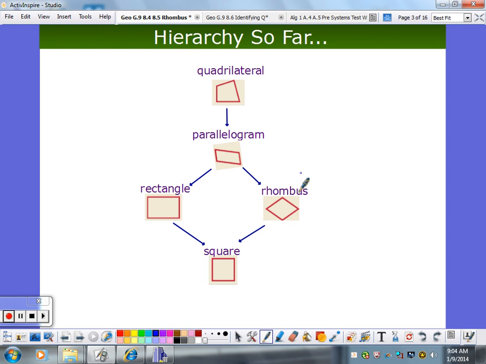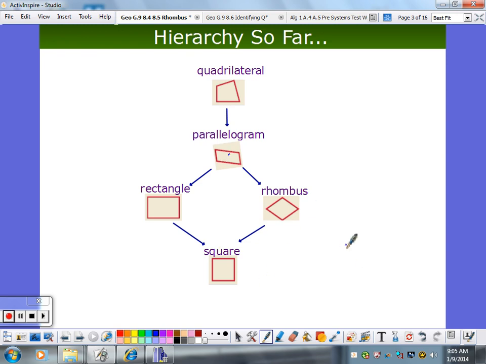So here's kind of a hierarchy if you want to look at it that way. If you start with a quadrilateral and you say something is a parallelogram, it's kind of like you can look up and it's going to be true. A parallelogram is a quadrilateral. A rectangle is a type of parallelogram. A rhombus is also a type of parallelogram. But now look at our square. It's both things. So it's a nice little hierarchy to show how we classify things.